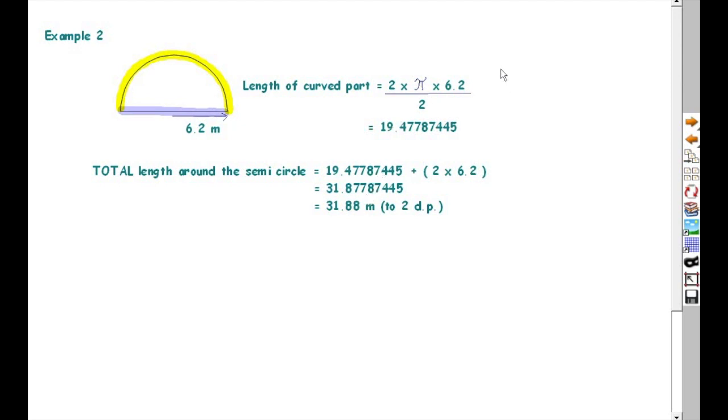I would now like you to please have a go at the assignment or the exercise I've set. I've given you 4 questions where I would like you now to please find the area around the outside of those semicircles.